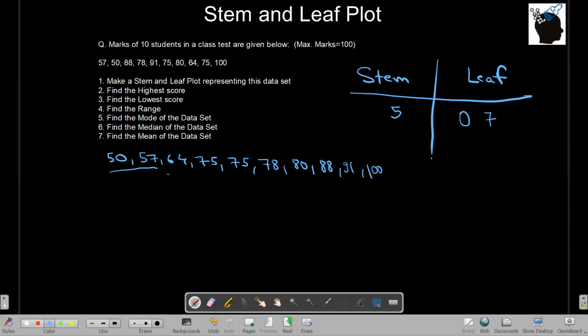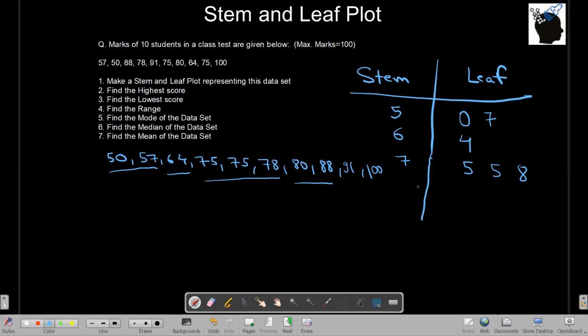Then if I look at the 60 range, I have only one number. So I'm going to write the 6 here and 4 here. If I look at 70s range, so I have three numbers. So I'll write 7 here. And I'll write two 5s followed by a 8. Let me just extend this.